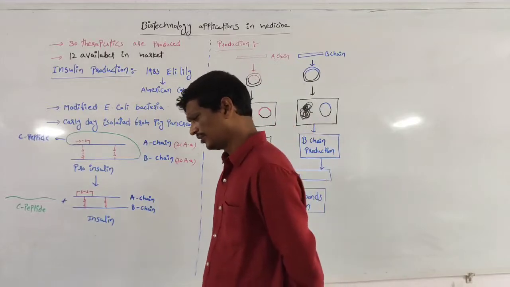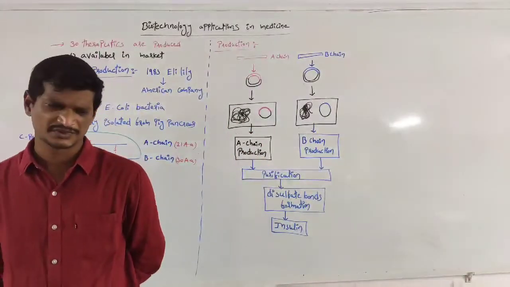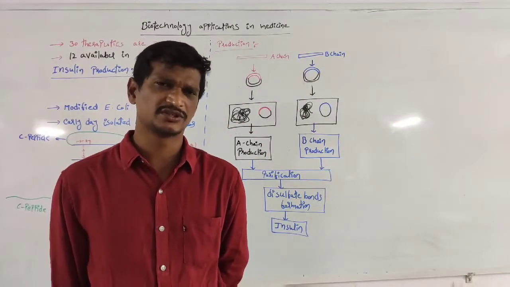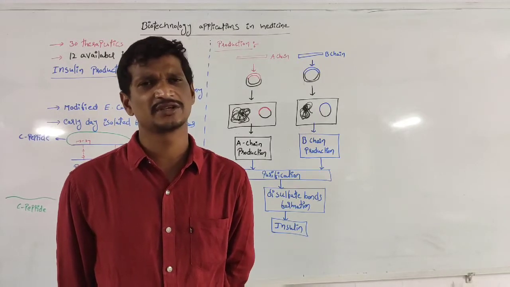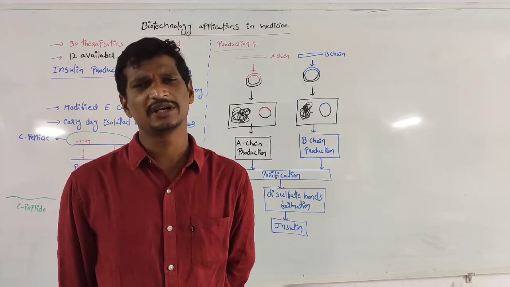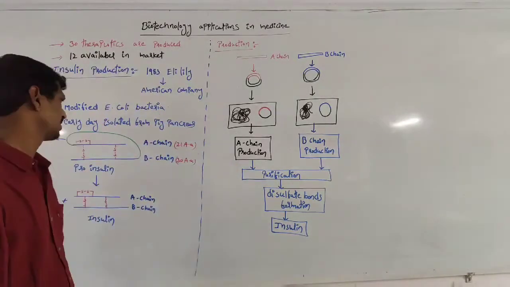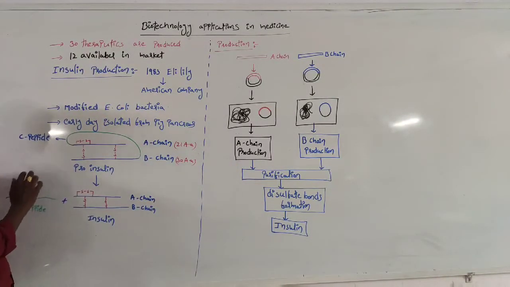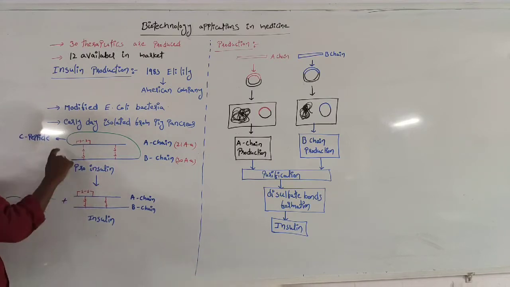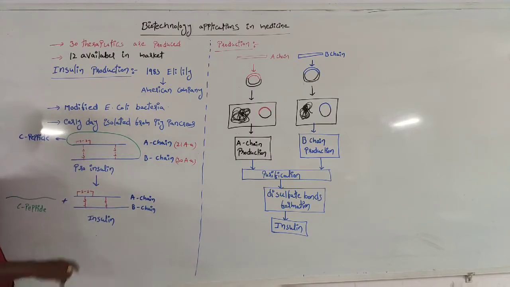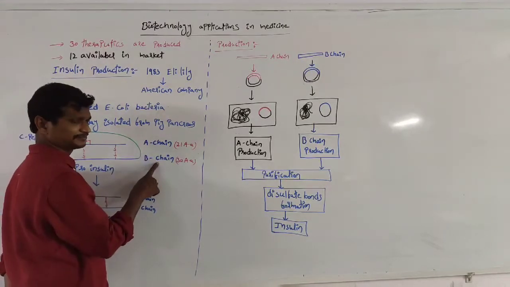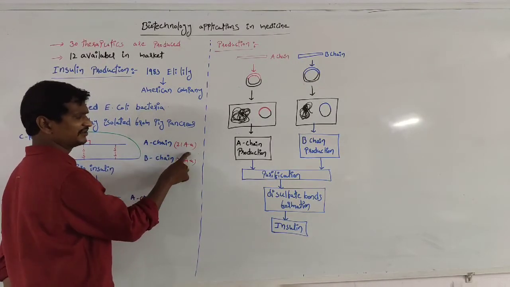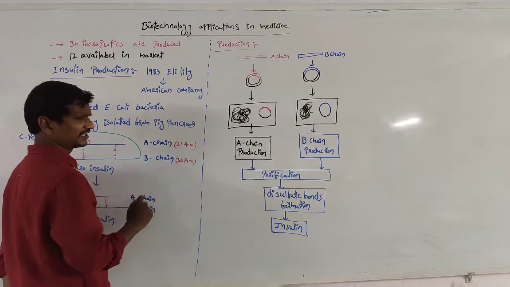See, we have to know the difference between the inactive state of insulin and the active state of insulin. That is pro-insulin hormone and insulin hormone. This is pro-insulin, which has three chains: A chain, B chain, and C chain. The C chain is also called C peptide. The A chain has 21 amino acids and the B chain has 30 amino acids.